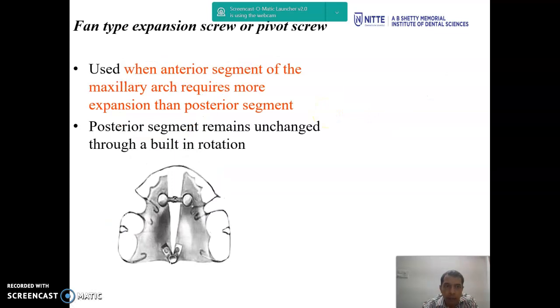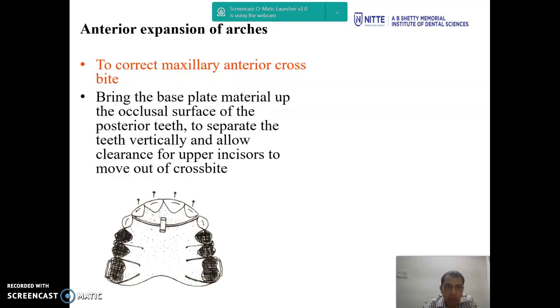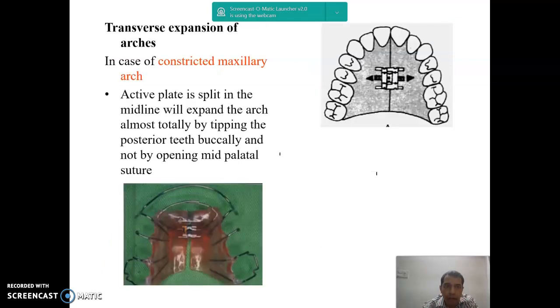A fine type of expansion screw, or a pivot screw, is used for the anterior segment of the maxillary arch that requires more expansion than the posterior segment. The posterior segment remains unchanged through a built-in rotation. This is for anterior expansion of the arches to correct a maxillary anterior crossbite. This is another type of screw. Then we have the transverse expansion of the arches. In case of a constricted maxillary arch, it can be used even in a growing patient in the mixed dentition phase.